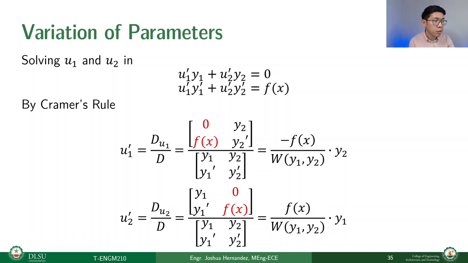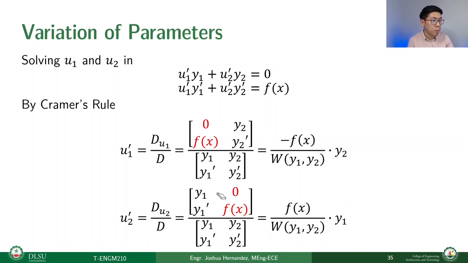You will notice that if these are the fundamental solutions of your equation, y sub 1, y sub 2, and you take their derivatives below, then you are getting their Wronskian. So, to find u sub 1 prime, we divide du sub 1 over d, the determinant. Executing this, we get negative f of x, y2, over the Wronskian. This is true for a second-order linear differential equation. The same goes for u sub 2.